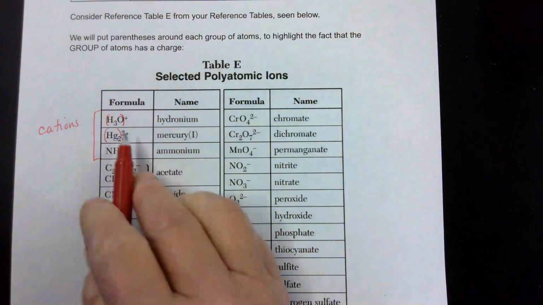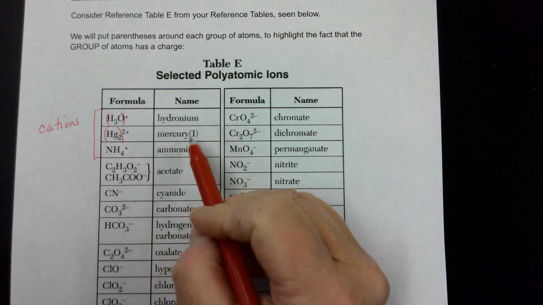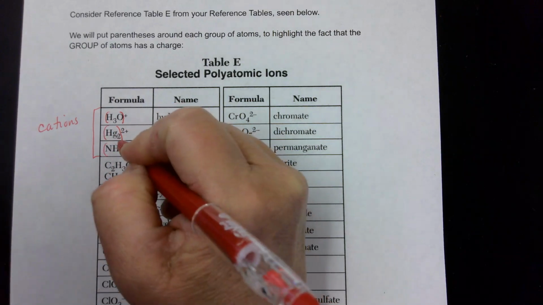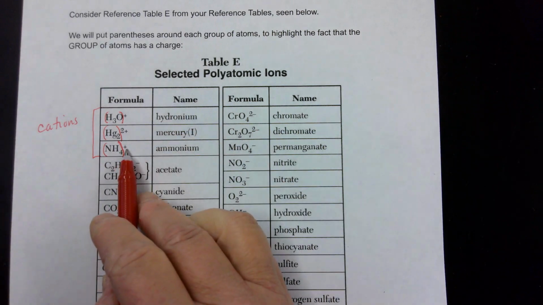Hg subscript 2 with a 2+ is an ion called the mercury 1 ion. We're not going to use this one very much. Ammonium, we'll use this one a lot. We're going to put parentheses around the NH4 and squeeze that in there. The overall charge on an ammonium is a +1.